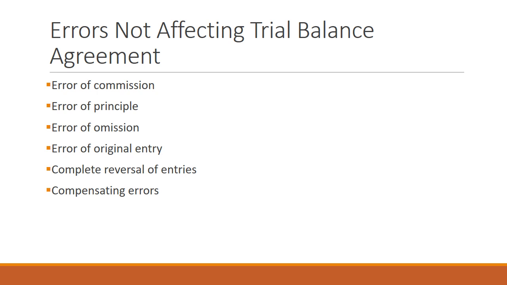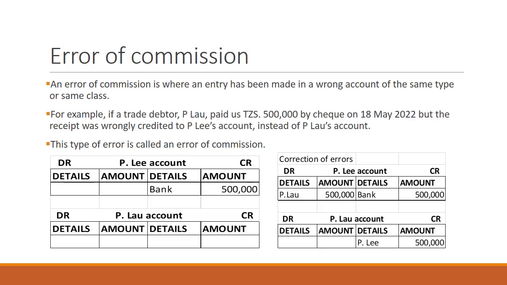One is the error of commission. The second is the error of principle. The third is the error of omission. Fourth is the error of original entry. Fifth is the error of complete reversal of entries. And the sixth is the compensating error. Let us start with the error of commission.